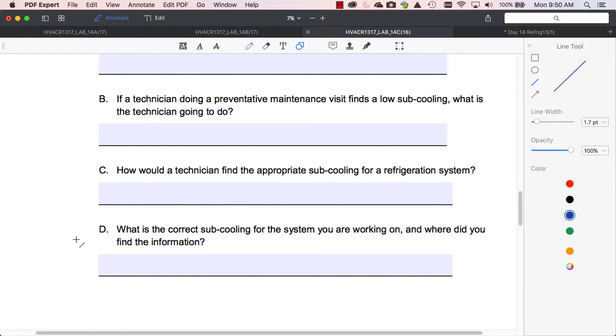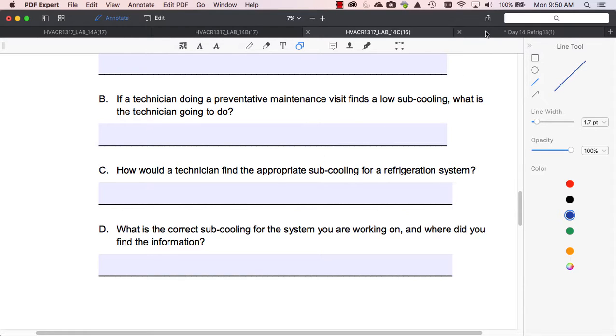What is the correct subcooling for the system that you're working on, and where did you find the information? Okay, this one can be a little bit of a problem in the shop. I'm going to tell you it's 30 to 35 degrees, and it's because we're letting you know this if you're on the trainers. If you're on an actual piece of equipment in the shop, we want you to make sure you actually, let's go to the manufacturer's website and see if we can find it.